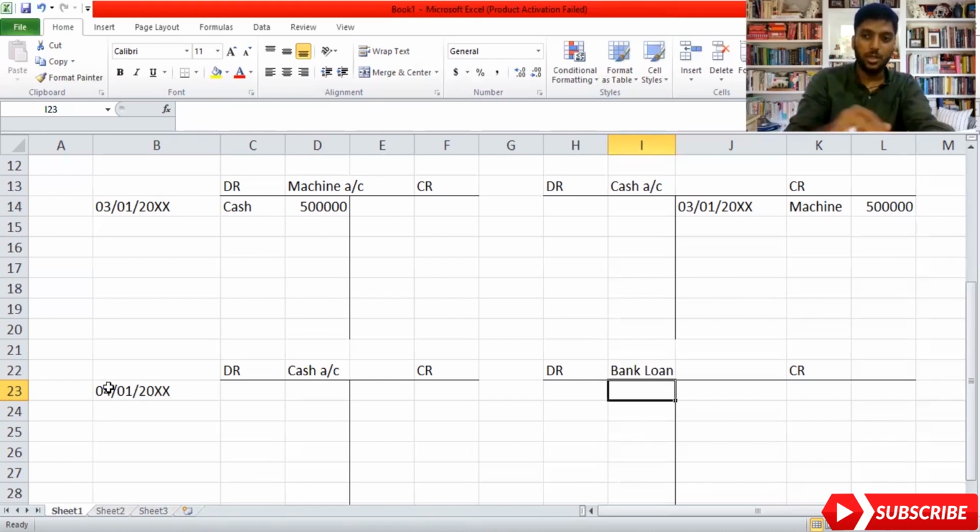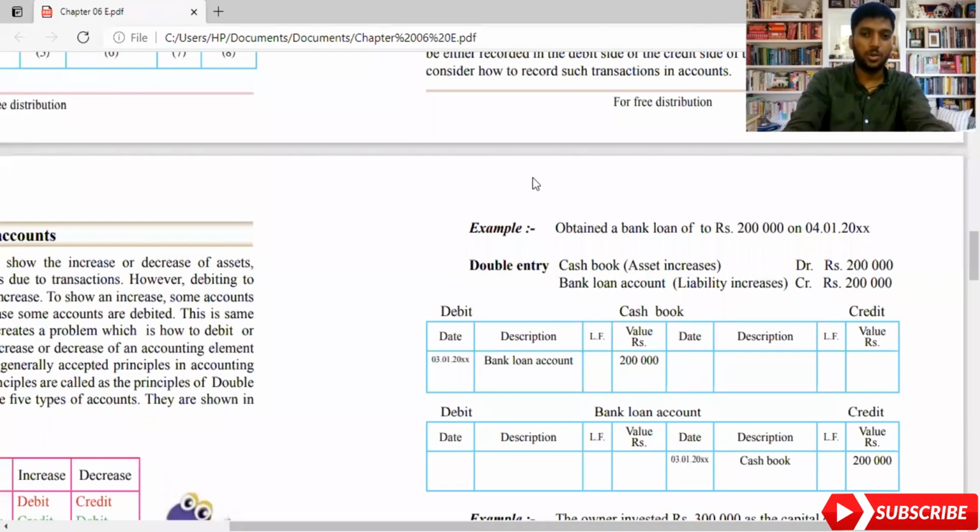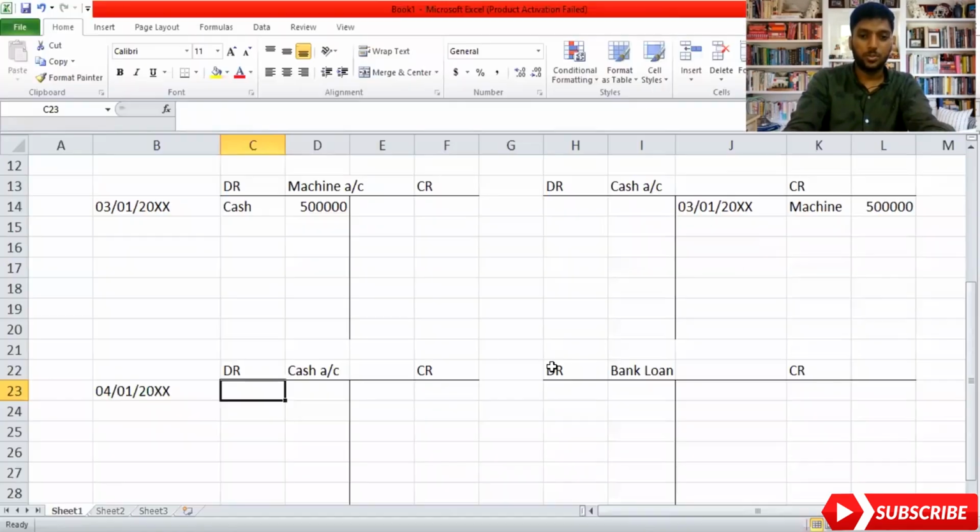So cash account, you are getting cash. Let me see how much cash you are getting. I think they have given it here in the cash account. You are getting a cash amount of 200,000. So moving on to this point, you got 200,000 cash. From where did you get this? You got it from a bank loan.